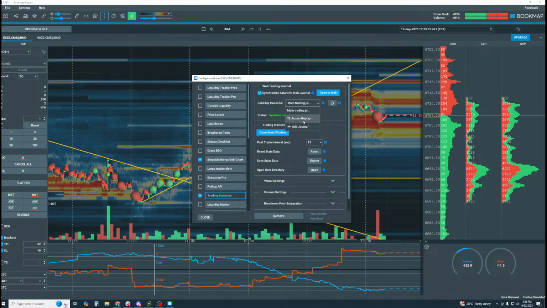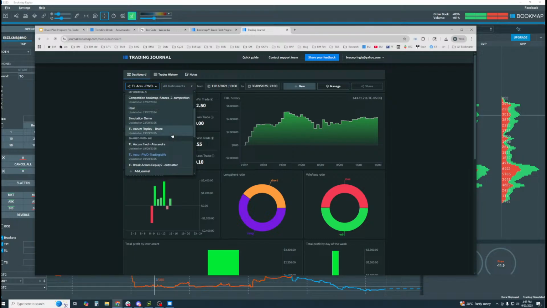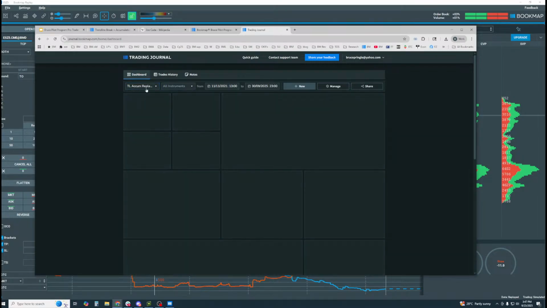This is what we'll be using for replay mode in the pilot program. Select it. Okay, if you don't see it, add it here. That'll bring you to the web journal where you'll log in to your account. And then here, you'll go into your web journal. Here it is. This is my web journal.